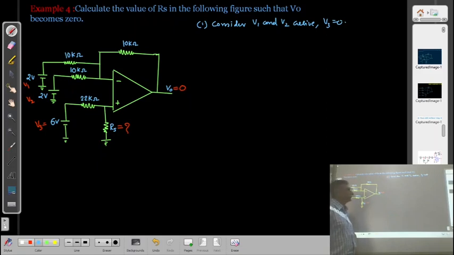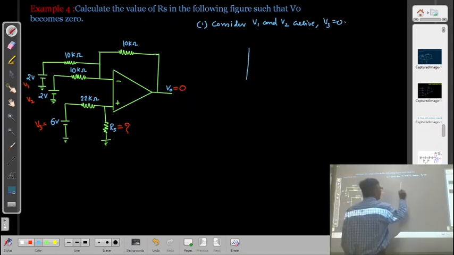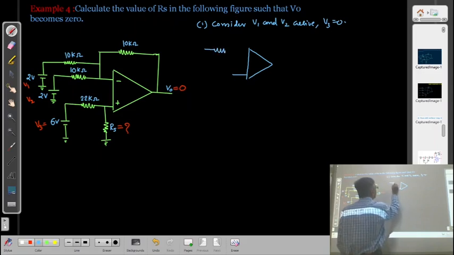Remember, here I am taking both the active because it will give you directly an inverting summing amplifier. So in that case, if you see, then here we have an inverting summing amplifier.